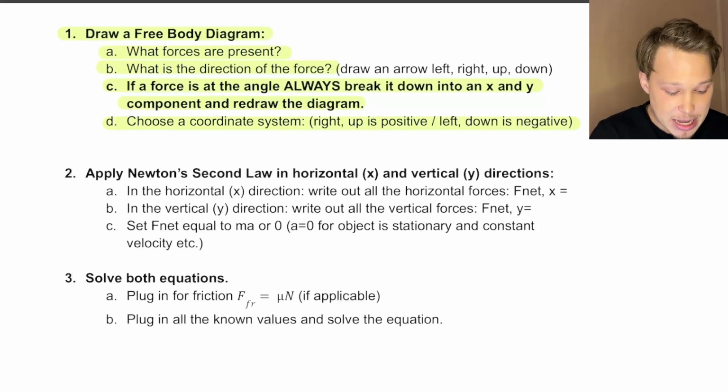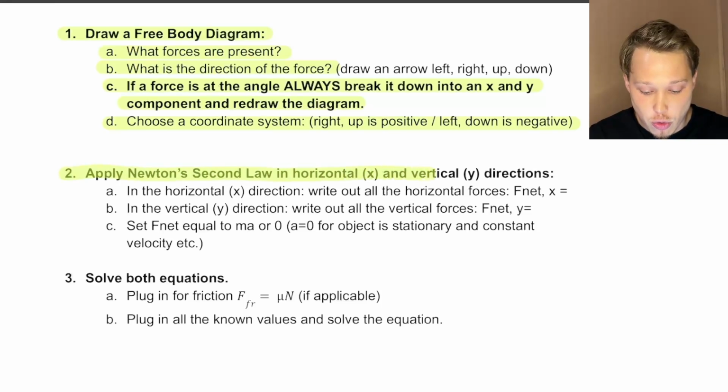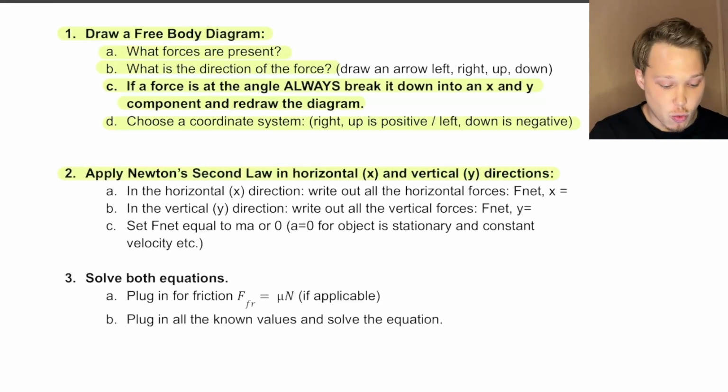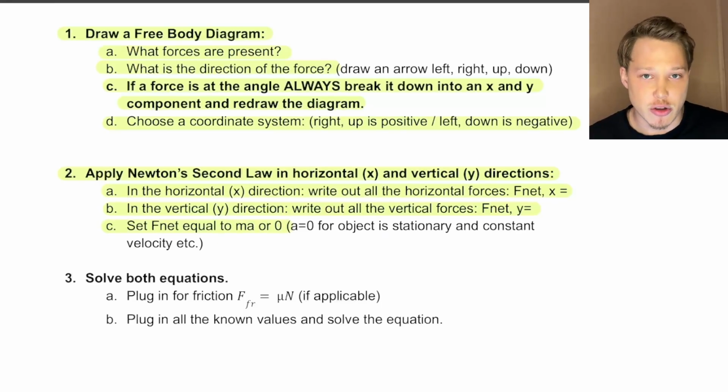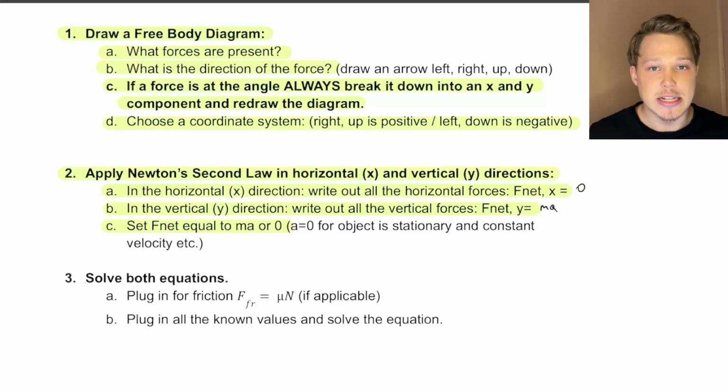So the second step is applying Newton's second law in both the horizontal and vertical direction. So we simply write out all our forces in the x direction, all our forces in the y direction. And then we either set it equal to ma, if there's acceleration, or 0 if there's no acceleration. Typically, one of them will be 0 and another one will be ma, depending on the problem. Or the other way. Or both of them could be 0, but very rarely the object will be accelerating both in the x and the y direction.